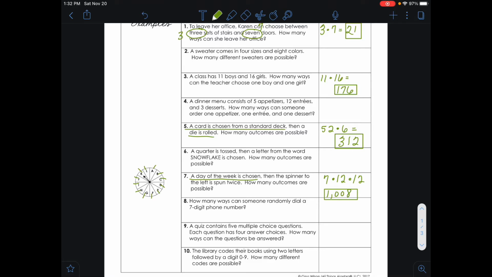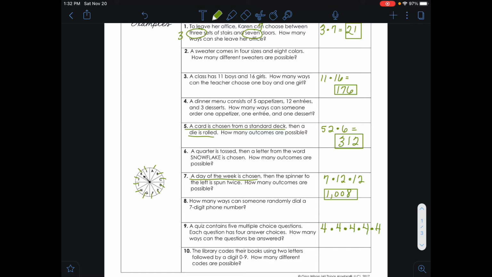Number 9, a quiz contains 5 multiple choice questions. So there's 5 questions. Now normally I think this one's a little different. It's the same idea, but we're going to treat these 5 questions like 5 different items. So the first question has 4 answer choices. The second question has 4 answer choices, and so on. So all 5 questions have 4 answer choices.